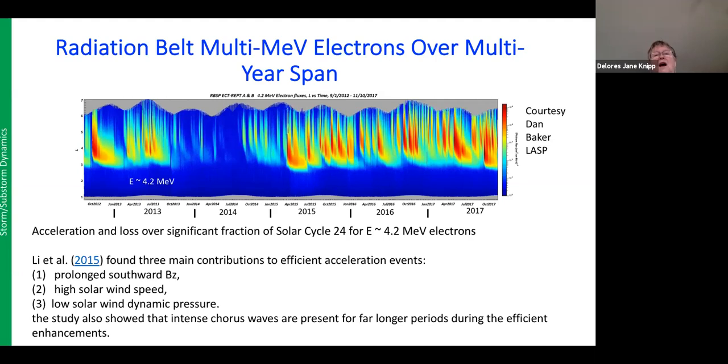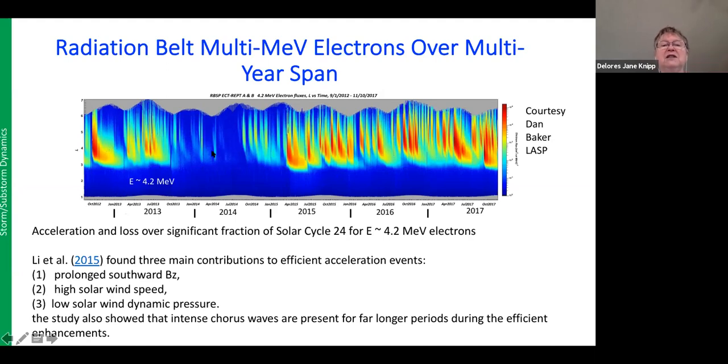Okay. So we're going to skip over a few things in the interest of time, but I've talked with Nick about what the must-have ideas are coming out of what's going on during a geomagnetic storm. So I'm showing you here, courtesy of Professor Dan Baker from the Laboratory for Atmospheric and Space Physics, the timeline of the almost 5 MeV electrons that the Van Allen Probes measured from fall of 2012 all the way out to 2017.